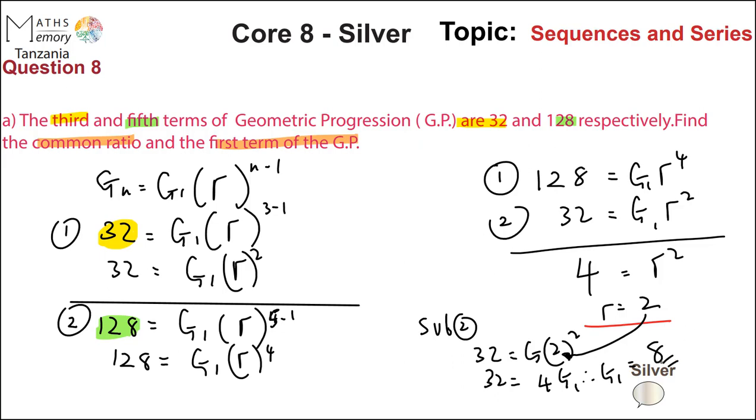So this is how you do this one. We've got the first term as 8, and the ratio is 2 every time. You can test it as well, but we're just going to write those two answers here: what R is and what G1 is.